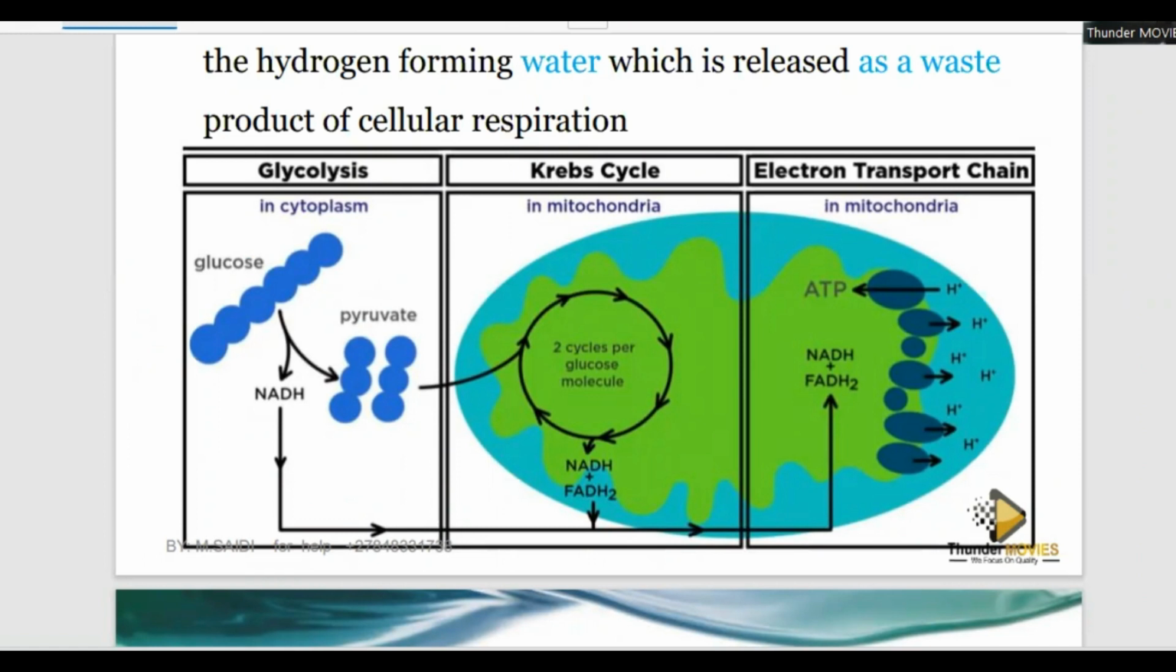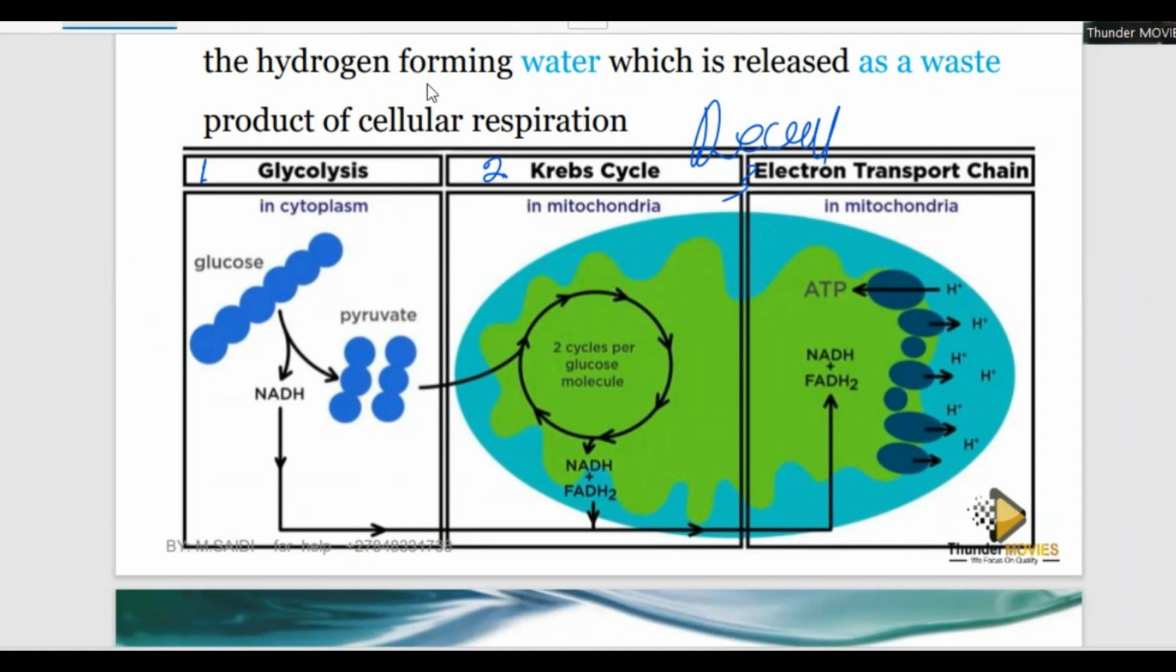Let's go back to the summary of the whole process. Let me call it a recall, remembering what we have studied. We said that respiration is the process by which glucose is broken down in the presence of oxygen to produce ATP. This aerobic respiration has three phases: one, glycolysis; two, Krebs cycle; three, electron transport chain, which we call oxidative phosphorylation.